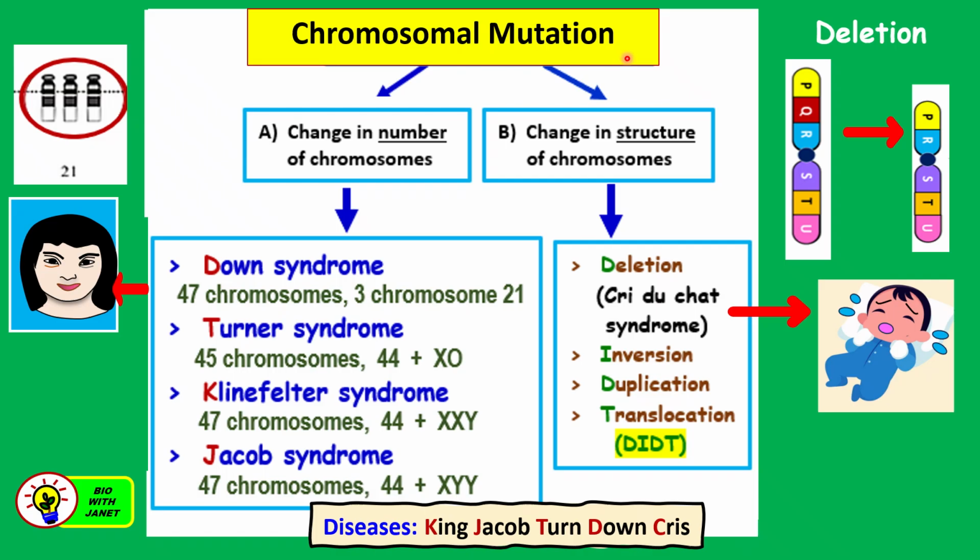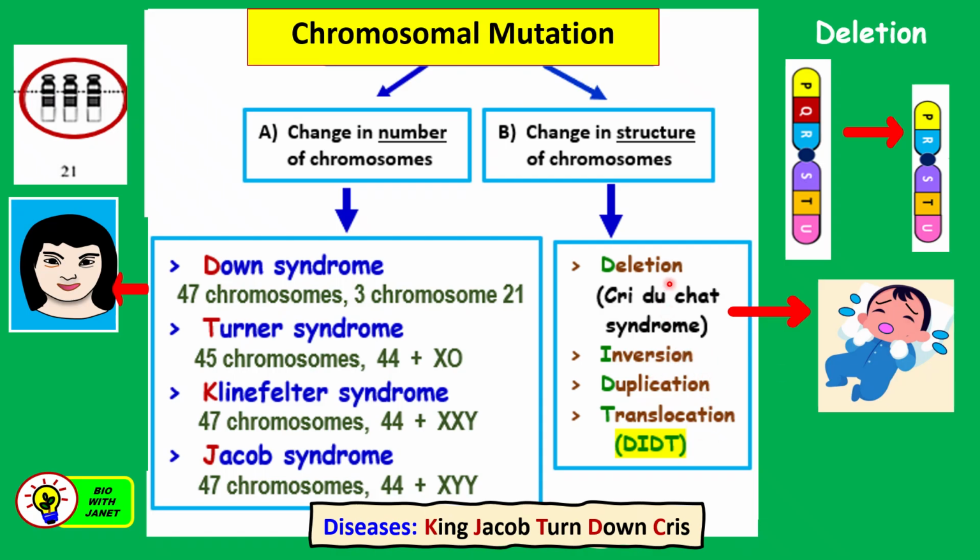So chromosomal mutation consists of two types. The first is when there's a change in the number of chromosomes, and the second when there's a change in structure of chromosomes. Okay, now we will start off discussing the change in structure of chromosomes, and these are due to abnormal processes like deletion, which causes Cri-du-Chat syndrome, where the cry of the baby is like a meowing kitten, and then inversion, duplication, and translocation.